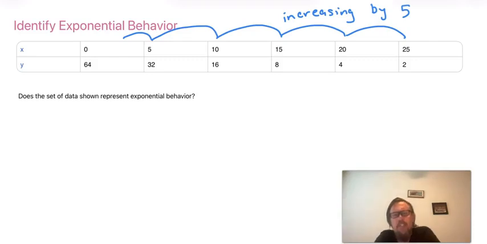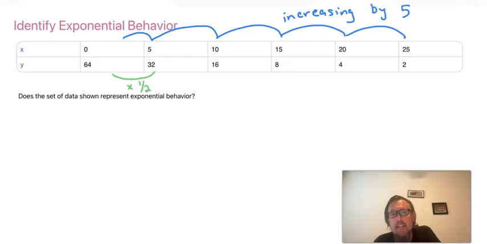So when you look from 64 to 32, you might think, okay, well, 64 to 32 is being divided by 2. 64 divided by 2 is 32. But exponential functions are being multiplied by something every time. Multiplied, which is okay. Dividing by 2 is the same thing as multiplying by 1/2.